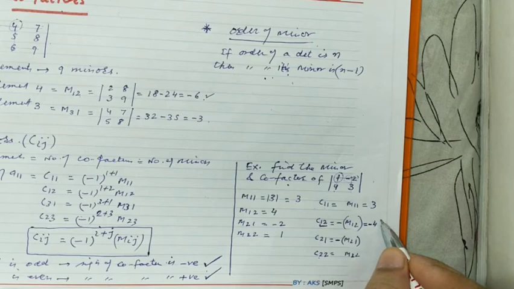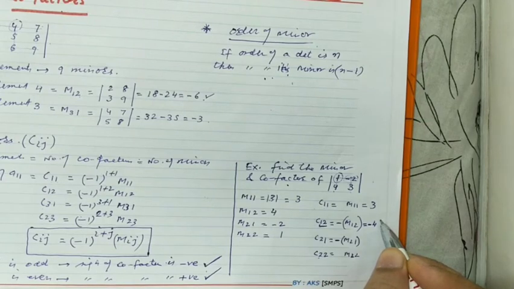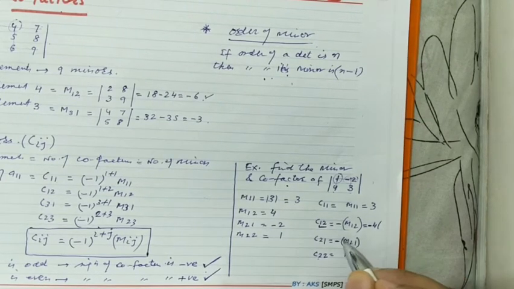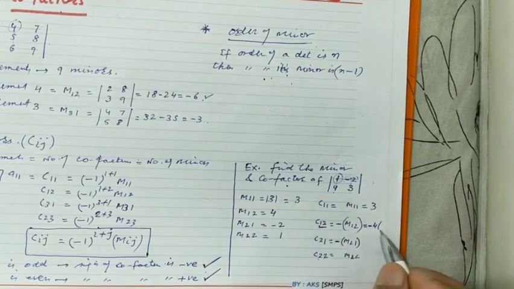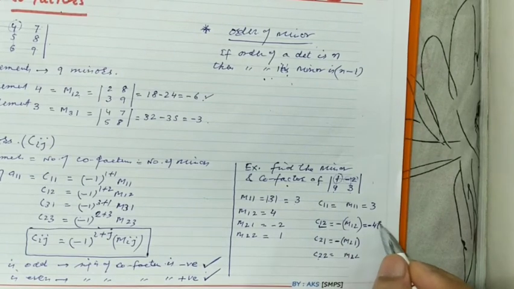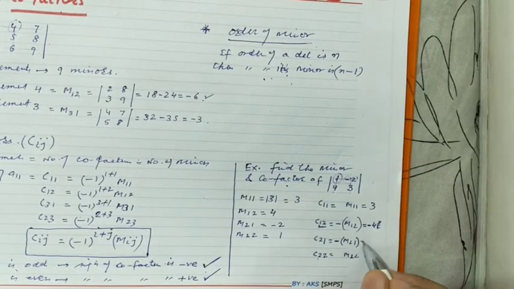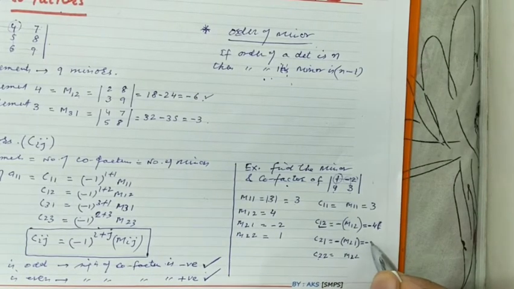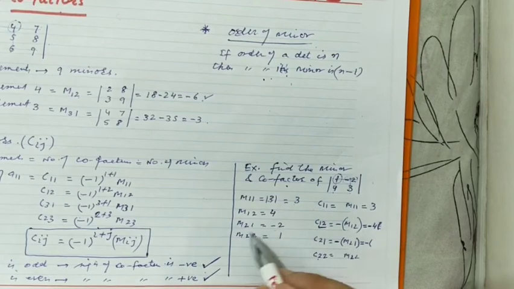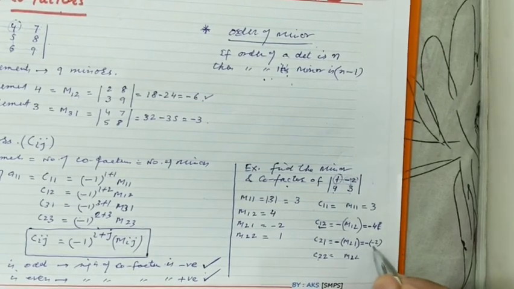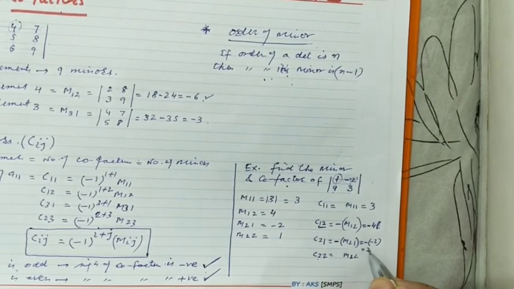Minus 4. And what is M12? M12 is 4. So it is obviously minus 4. C21 is minus M21. This minus sign. What is M21? M21 is minus 2. Minus into minus plus, it becomes 2.